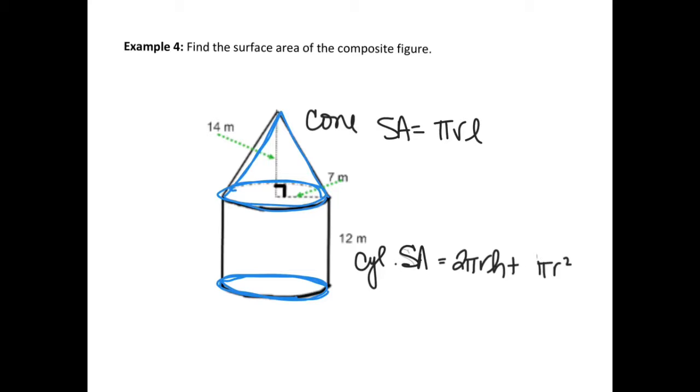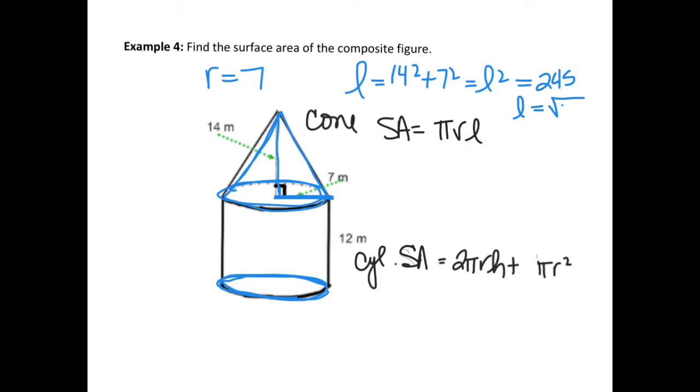So let's do it up. The first thing I need to find is my slant height. So my height of my cone is 14, radius is 7. So 14 squared plus 7 squared equals L squared. So 14 squared plus 7 squared equals, so L squared equals 245. That means that L equals the square root of 245.